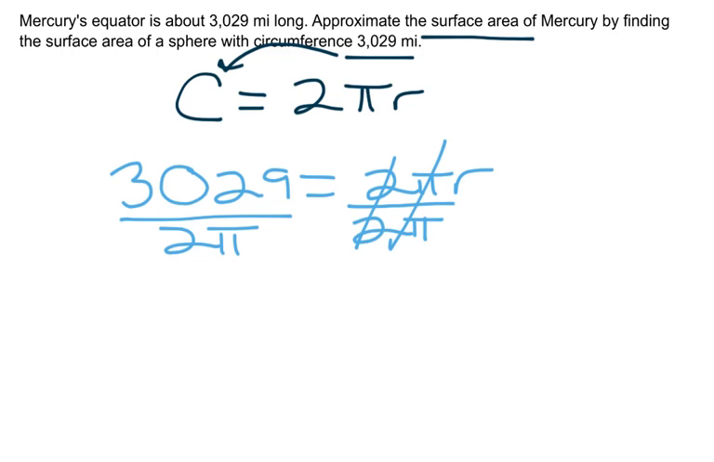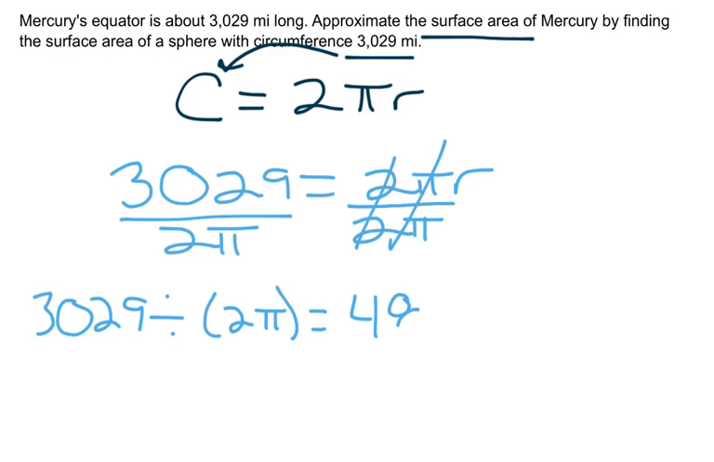Now I do want you to be careful. When you plug this into your calculator, the common mistake is to type what you see, 3,029 divided by 2 pi. But when you plug in to your calculator, please remember, since there are two things being multiplied in the denominator, you have to put that in parentheses. So 3,029 divided by 2 pi gives us, and again, let's go to the nearest whole number since it's such large numbers, 482. Okay, 482 miles is the radius of Mercury.